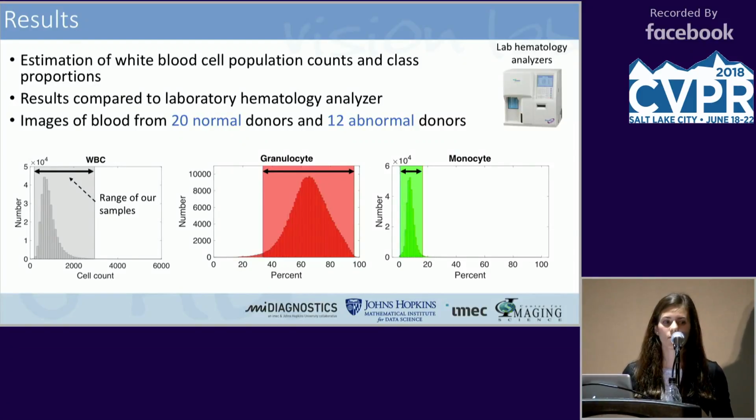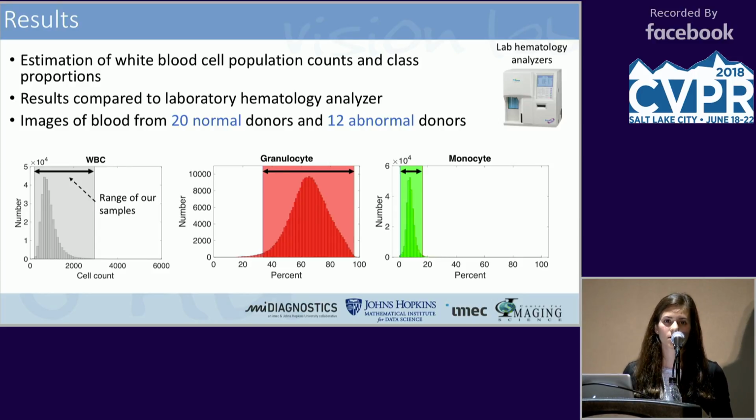Finally, I'm going to go over the results. We have reconstructed lens-free images of white blood cells containing granulocytes, lymphocytes, and monocytes mixed together. And we'd like to be able to estimate the white blood cell populations and predict the class proportions. And we're going to compare our results to the Hematology Analyzer for ground truth.